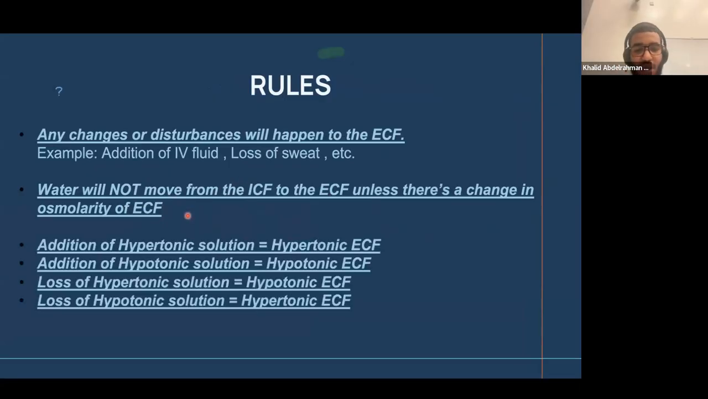Now, addition of hypertonic solution will cause a hypertonic ECF, because adding a hypertonic solution means it has more solute. So you're adding more solute to the ECF, and that will increase the ECF's osmolarity, causing a hypertonic ECF. Addition of hypotonic solution will cause a hypotonic ECF, because you're adding a lot of water that has less solute than the ICF, and eventually the ECF will have lower osmolarity than the ICF. All right, is this point clear?